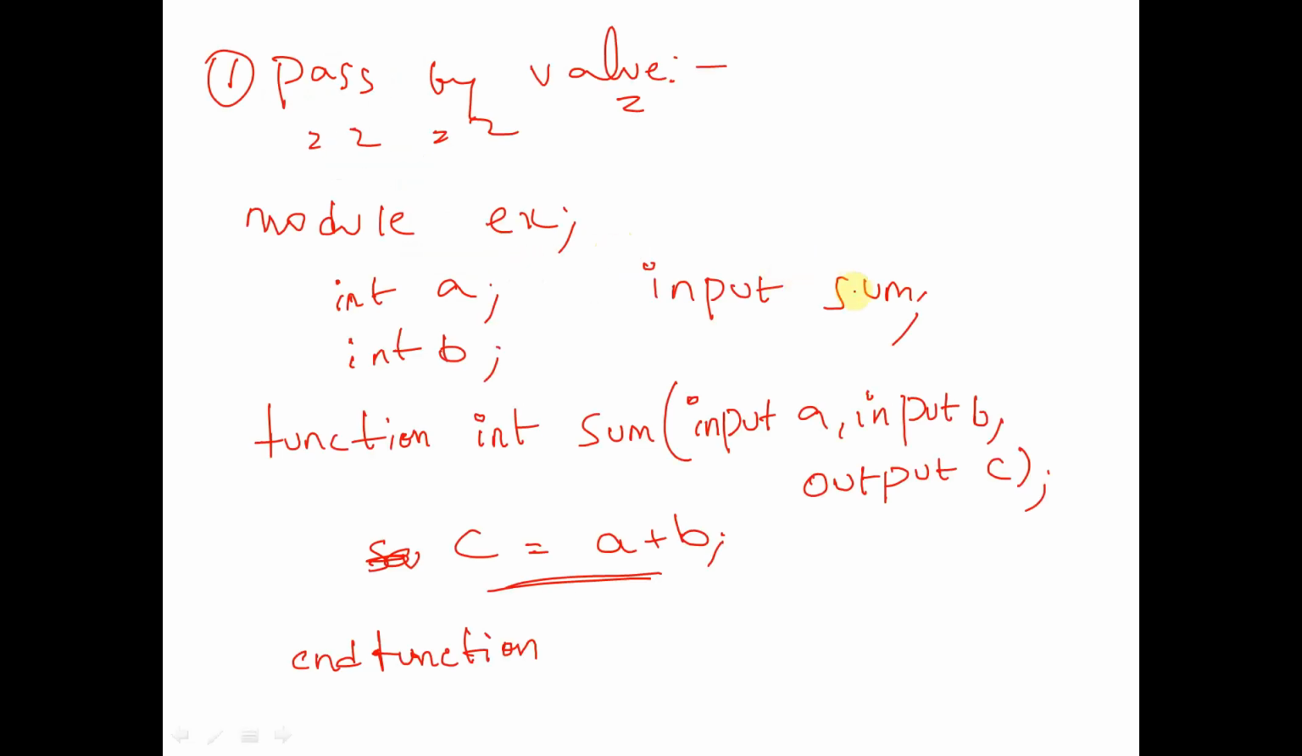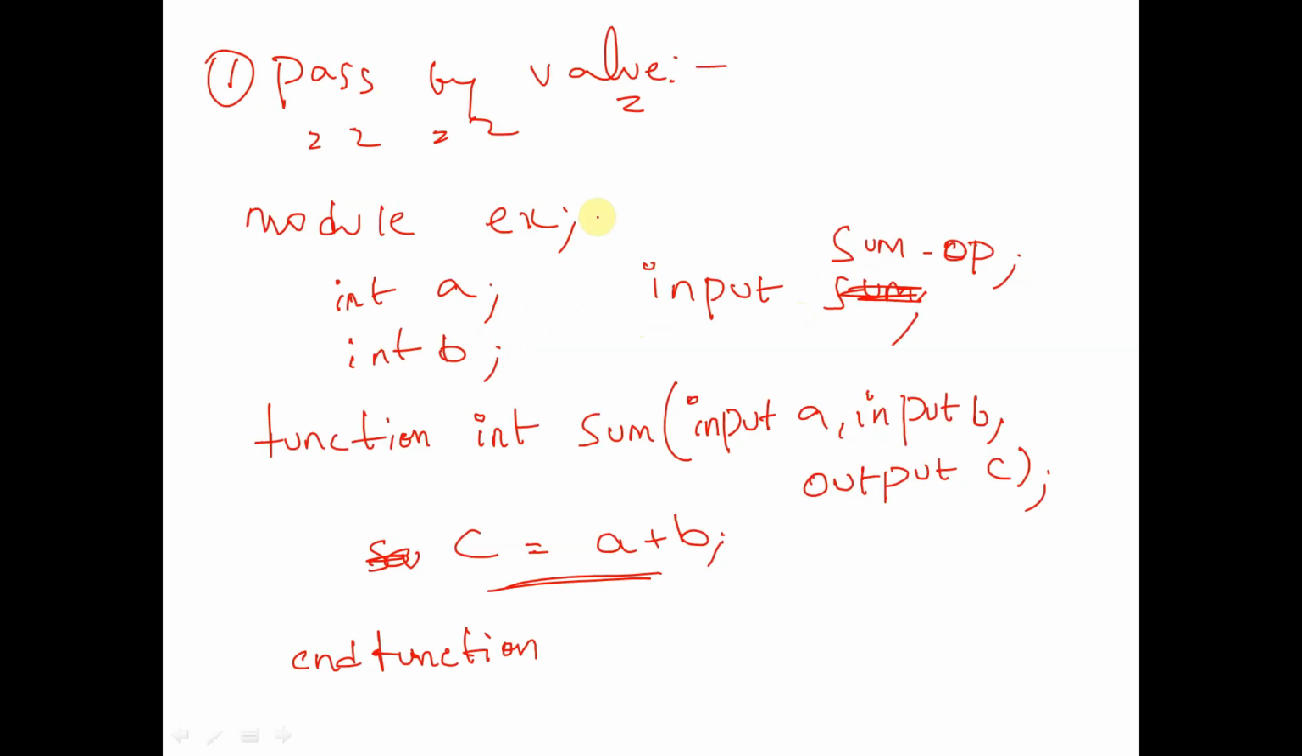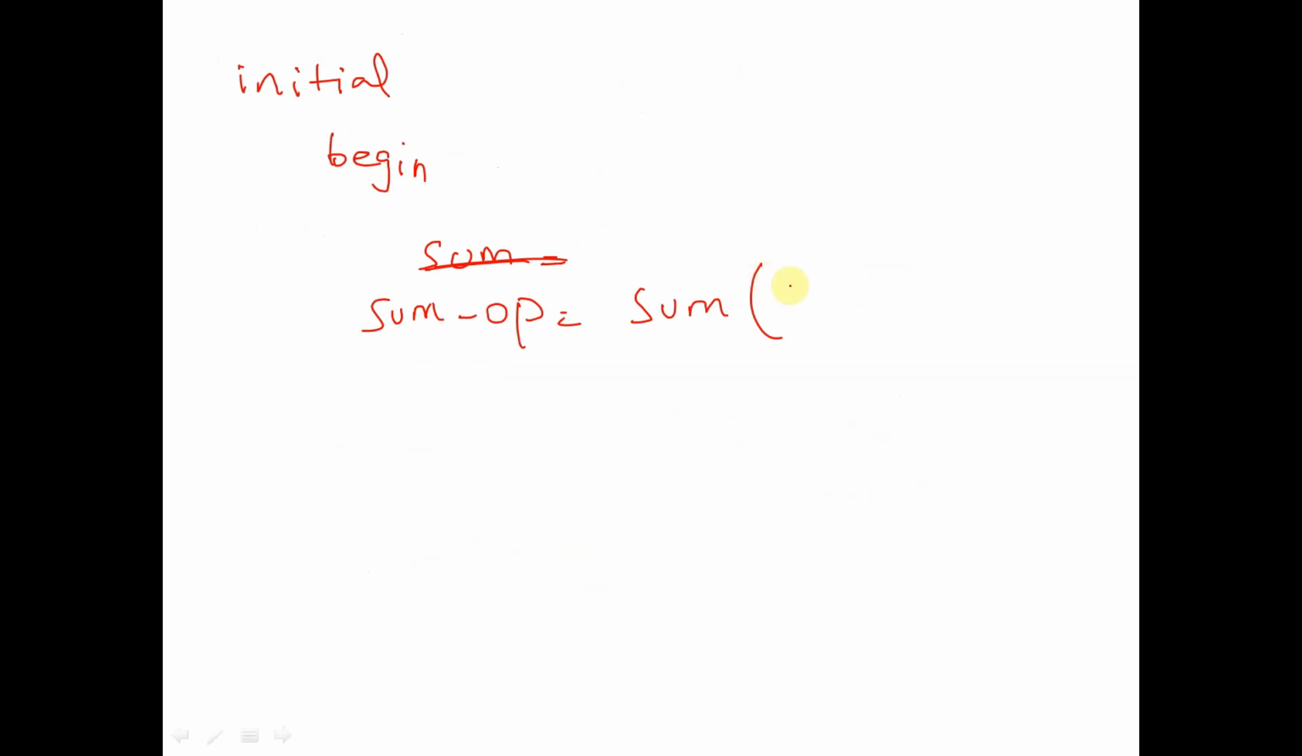Within an initial begin block, I'm calling the function and storing the value in sum_output. I'm calling the function sum and passing the values. As the method is pass by value, I'm passing the values directly, 0 comma 1, and I'm collecting the result in this variable.